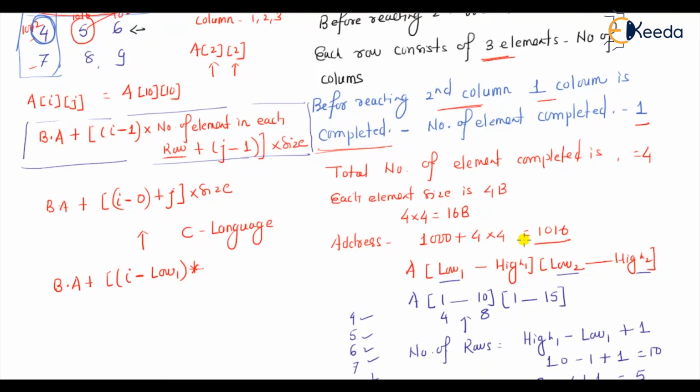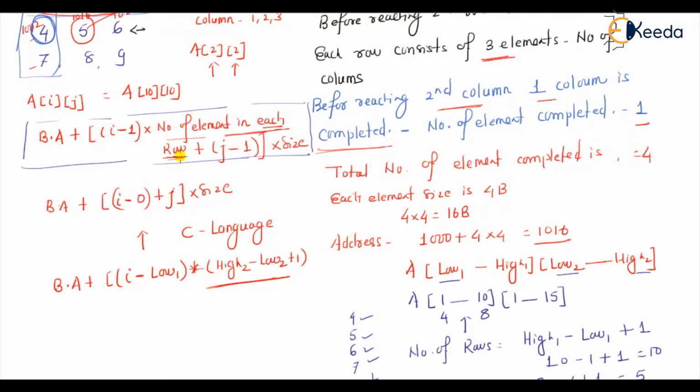so here we will write it as high 2 minus low 2 plus 1. This is the number of columns. We are not talking about how many rows there are, 1 to 10 rows. We are talking about how many elements are in a single row, and that is equal to the number of columns, the number of elements in each row. This is the number of rows. What we want is the number of elements in each row.